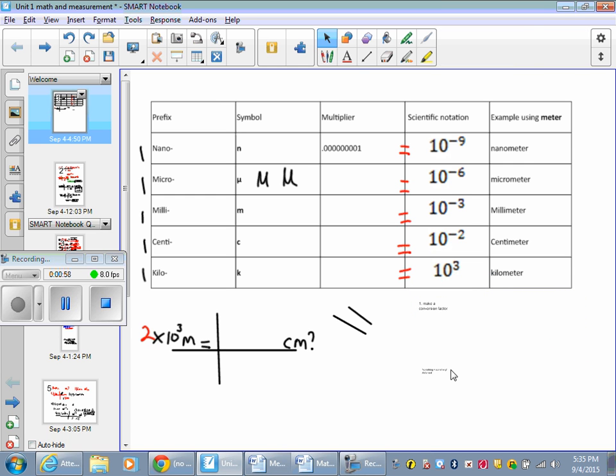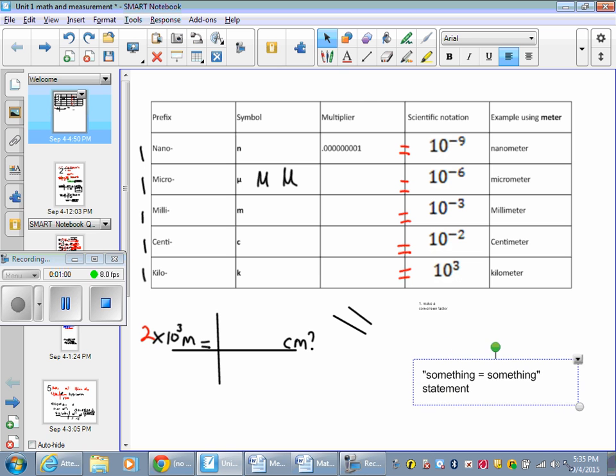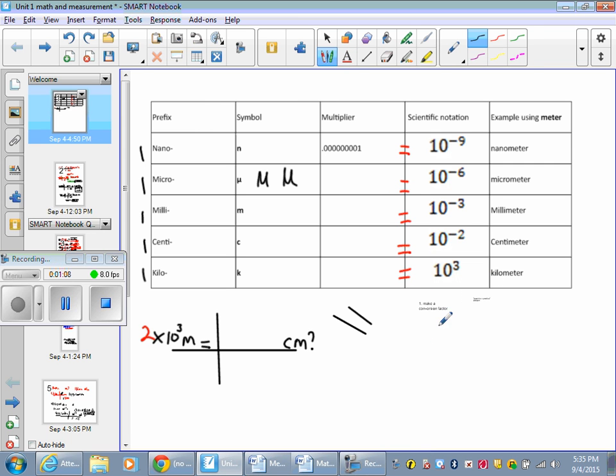What is a conversion factor? It's a something equals something statement. You know what a conversion factor is. You've seen them before. If not in my class, you've seen them somewhere. So dollars and quarters, right? You got 4 quarters equals $1, right? This is a conversion factor. Something equals something. It's something that helps us convert. So you got to have it. So let's do it. Let's make a conversion factor.